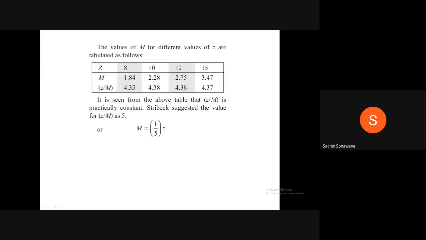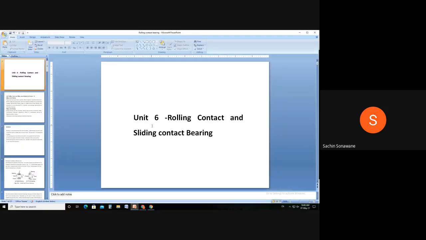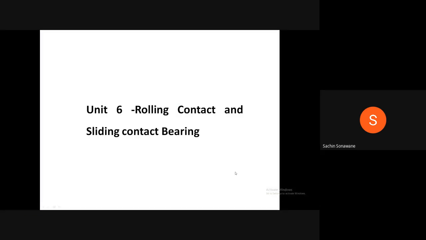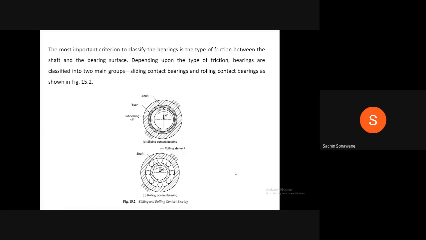Now, the next point is Stribeck's equation. Therefore, what we'll do today, just up to this, we'll see Stribeck's equation and all other things we'll see in the next lecture.